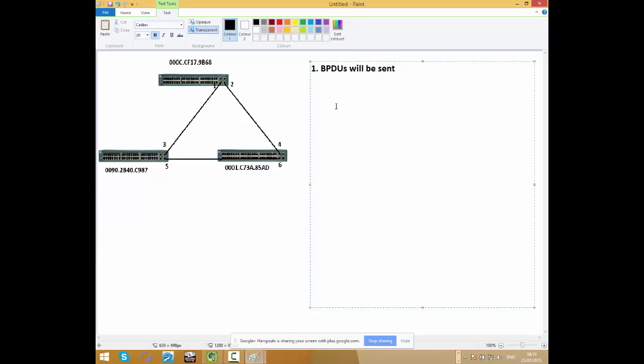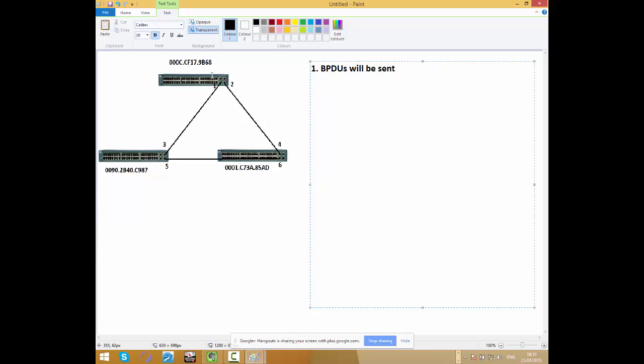So when we say BPDUs will be sent, what does that mean? So what that means is that once you connect this switch to this switch, and this switch to this switch, and this switch to this switch, instantly, with spanning tree enabled, they start sending some information between each other. That information is called BPDU.